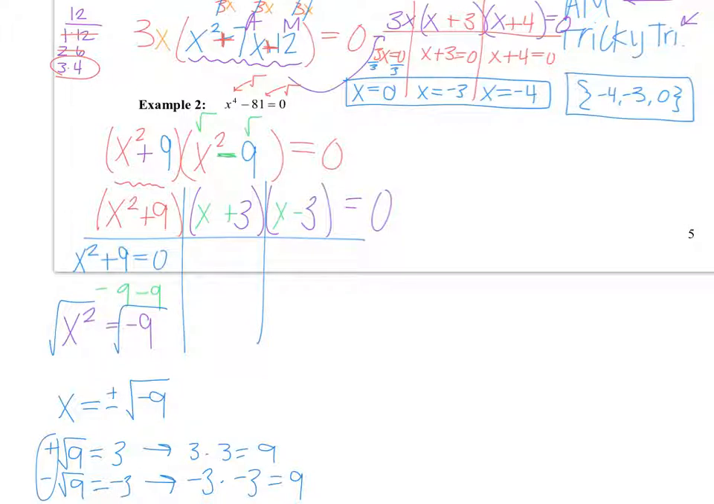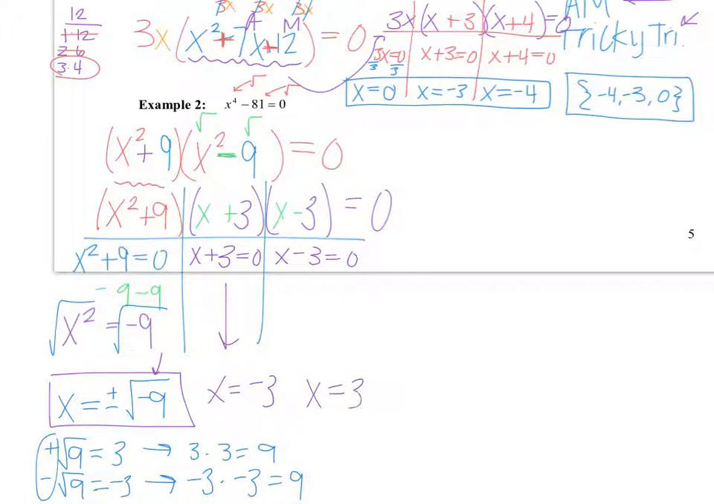We're not going to simplify this because it's a negative under the square root, and so far right now you know nothing about negatives under a square root. We'll get to that eventually this year, but don't stress about it, just leave it as is. X equals plus or minus square root negative 9. Then we have x plus 3 equals 0, x minus 3 equals 0, and solve those. Life is easy. X equals negative 3, x equals positive 3. And then if you want to write your solution set, you have negative 3, positive 3, and plus or minus square root of negative 9.